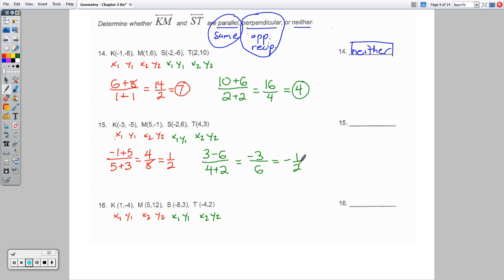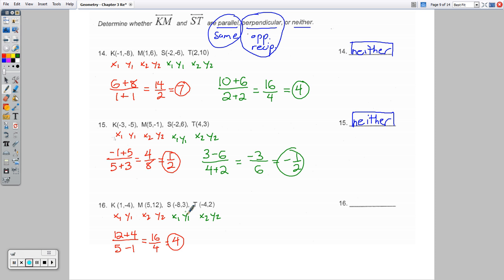So these are opposites, this one and this one, but they are not reciprocals. Neither are they the same. They would have to be exactly the same signs as well. So this one is kind of a tricky one. At first you might think, oh, they're perpendicular, but this one would have to be negative 2 over 1, not negative 1 over 2. So this one is also neither. Those are neither parallel nor perpendicular. And then for 16, it looks like we've got 12 minus negative 4, that's 12 plus 4. And then 5 minus 1, that would be 16 over 4, which is 4.